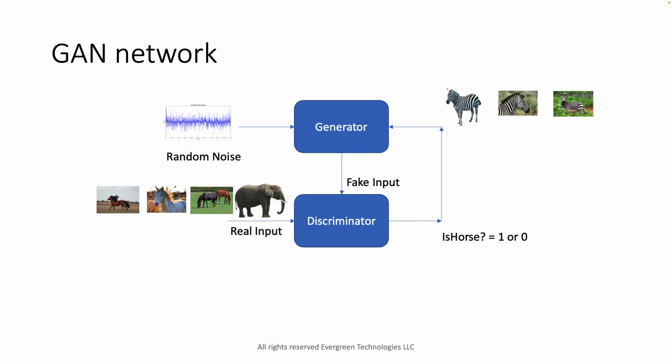So the process eventually reaches an equilibrium when the discriminator can no longer distinguish real images from fake images, right?